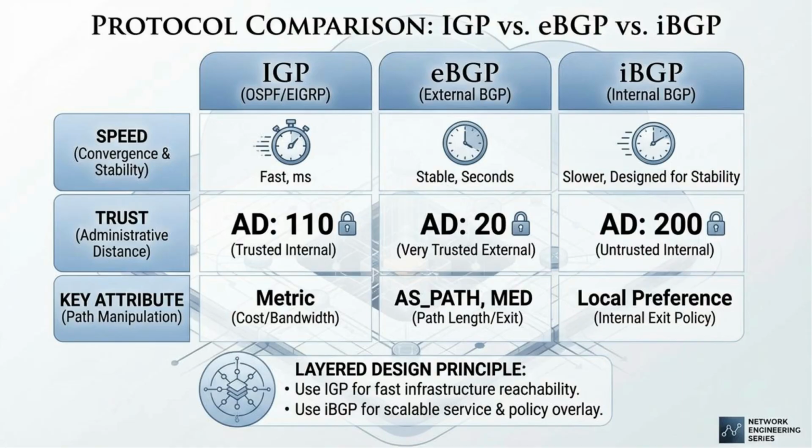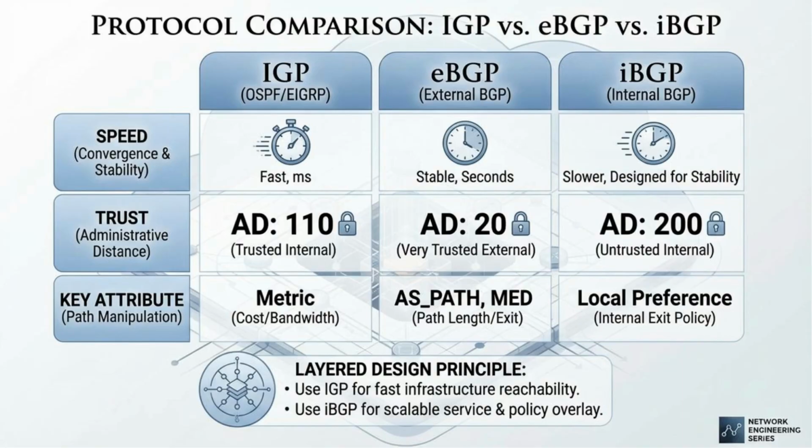Administrative distance. This is a key differentiator. eBGP has an administrative distance, AD, of 20. It is very trusted. OSPF has an AD of 110. iBGP has an AD of 200. Why is iBGP so untrusted? Because we assume that if a route is generated inside our own AS via an IGP, it is likely more accurate regarding the topology than a BGP route bouncing around internally. This prevents iBGP from overriding your internal infrastructure routes.